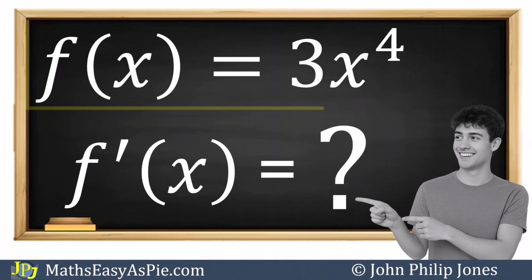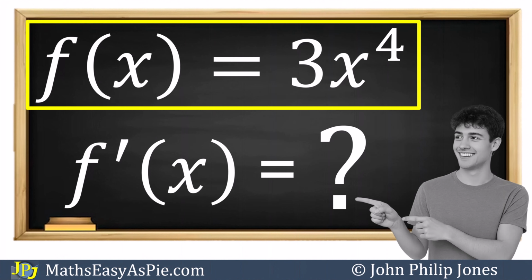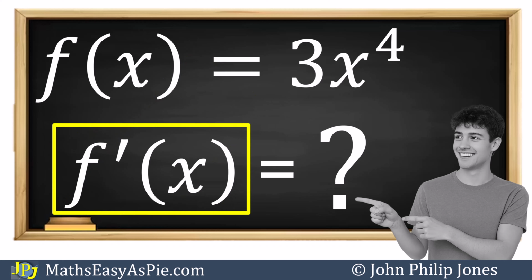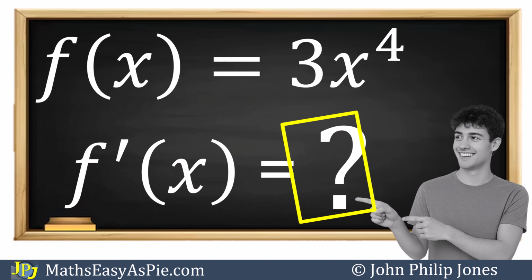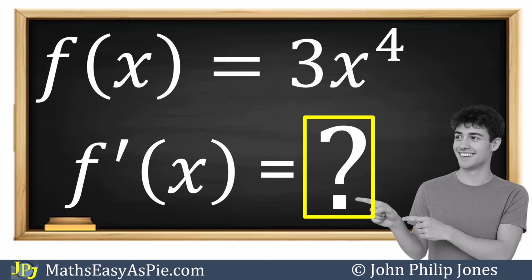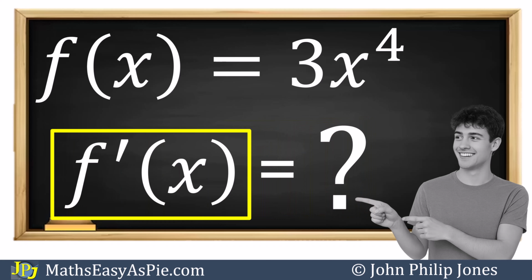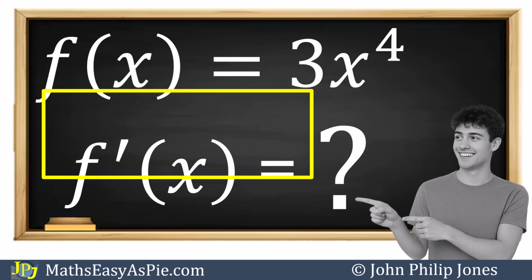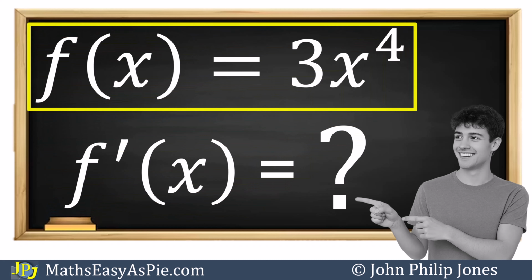We have the function f of x equal to 3x to the power 4, and we're being asked to find f prime. In other words, we want to know what goes in the position of this question mark. And just to remind you, this f prime here means we're going to find the first derivative of the function shown here.